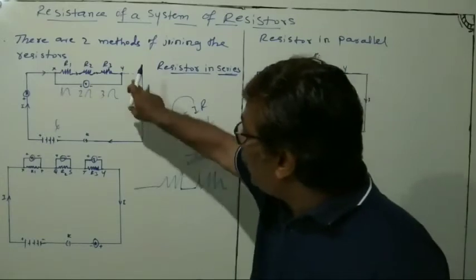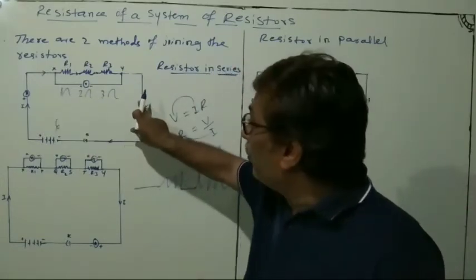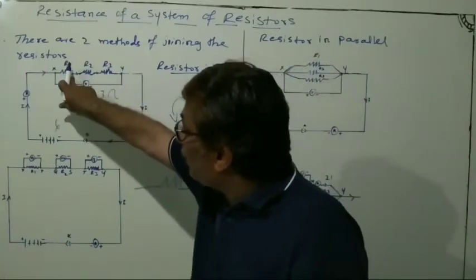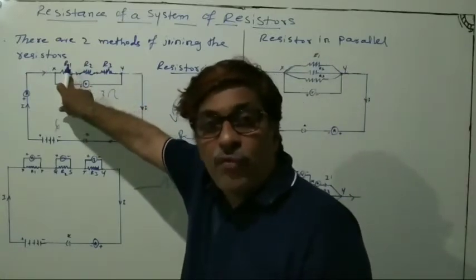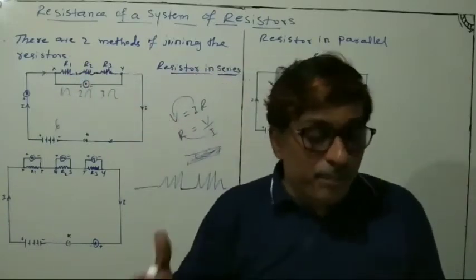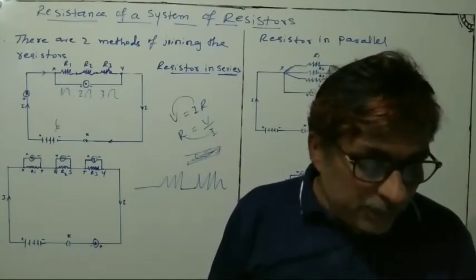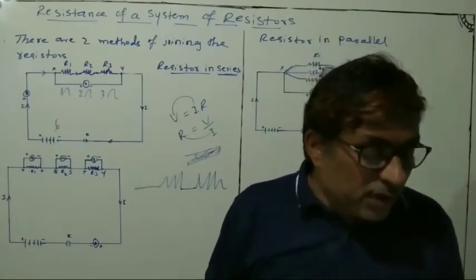The current flow is the same, you will find. For example, if 5 ampere current is running in the circuit, then in this resistor also 5 ampere will be there, and here also 5 ampere, and here also 5 ampere. It means the current flow is the same. This is the observation we will find.